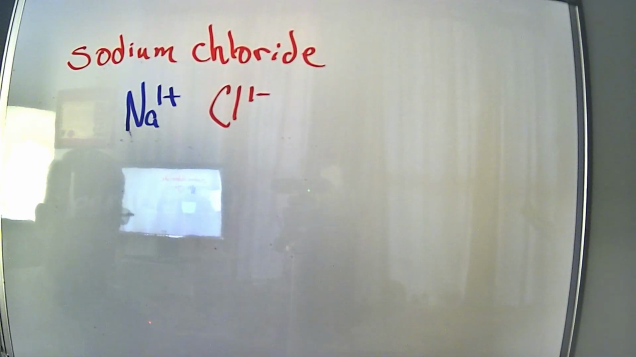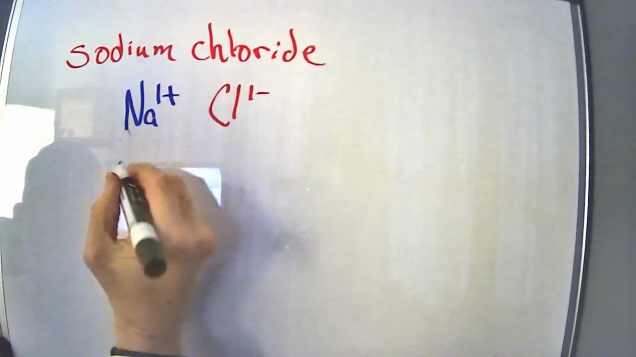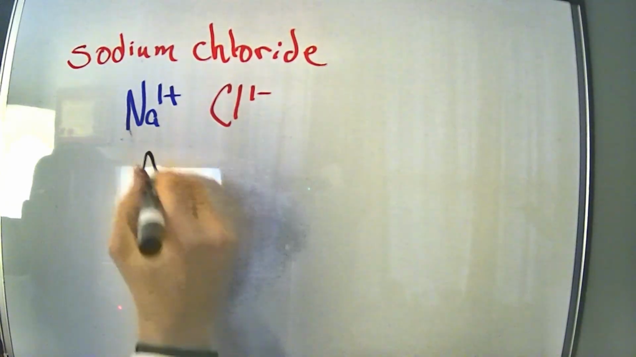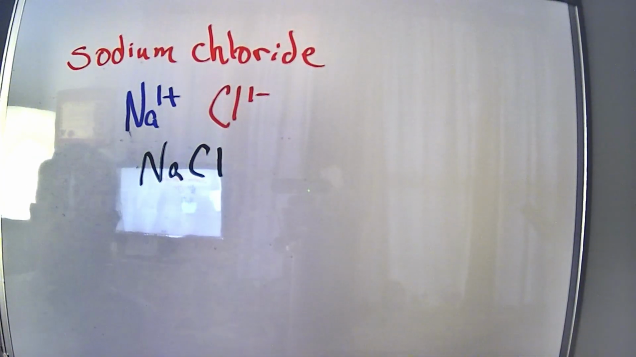Now when you're writing the formula for compounds, the point here is to try to get your charge to be 0. So 1 plus and a 1 minus, you can have a 0 charge. So it simply means you need 1 sodium and 1 chloride. So the formula for sodium chloride is simply NaCl.